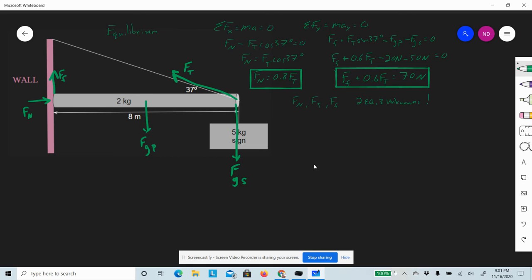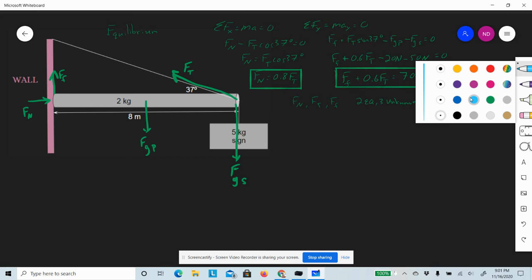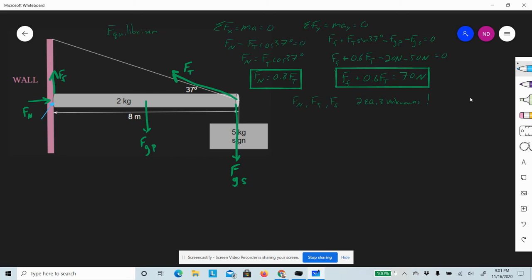Again, very important to pick a pivot point. All right, picking a pivot point is important. I'm going to choose this spot right here as my pivot. I want to call this normal force, force 1. I'll call the force of friction, force 2. I'll call the weight of the pole, force 3. Tension, force 4. And the weight of the sign, force 5.